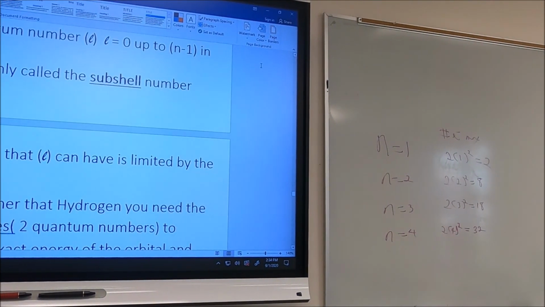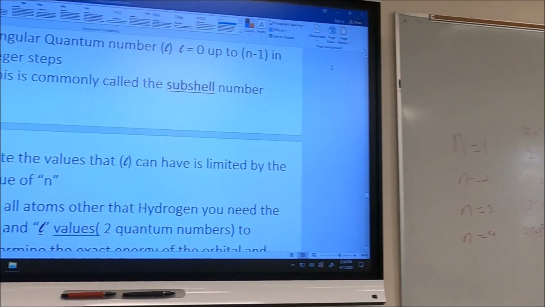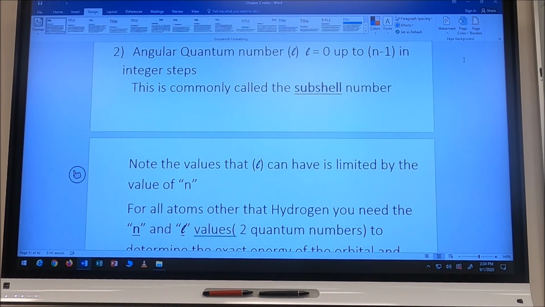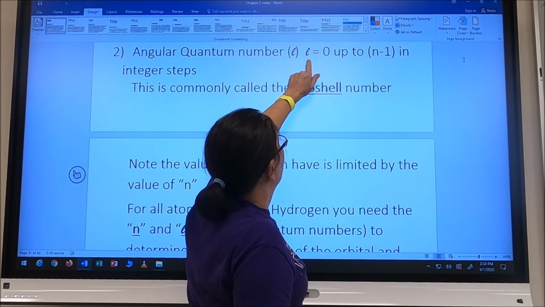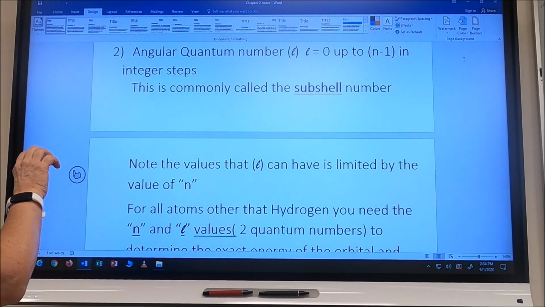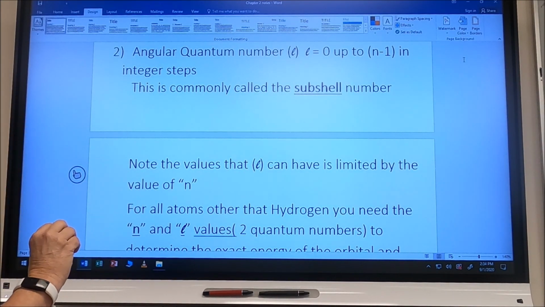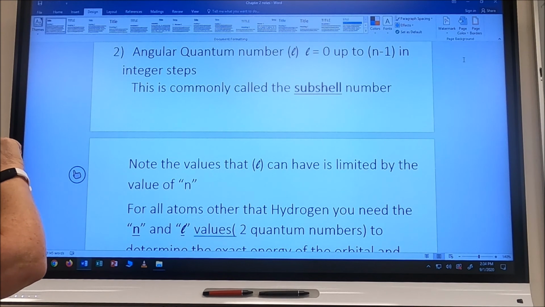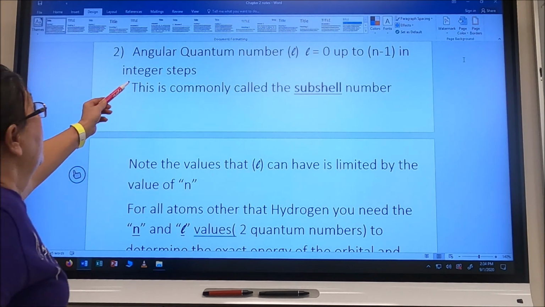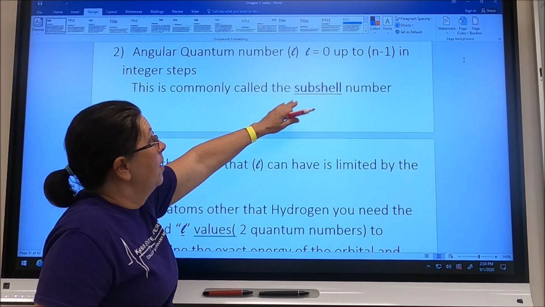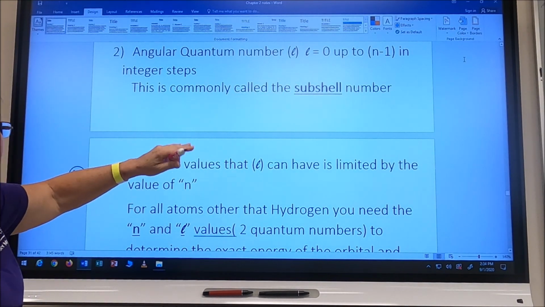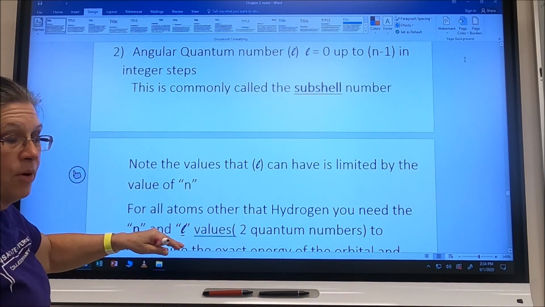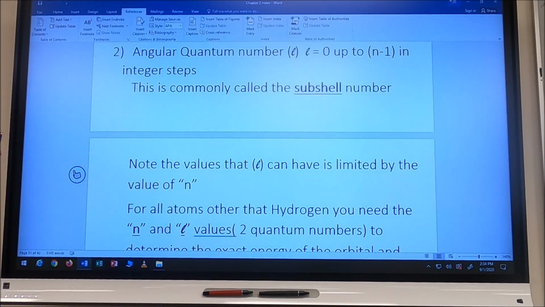Okay. Now let's talk about the second quantum number. The second quantum number is called the angular quantum number. The symbol for the angular quantum number is L. The values that L can have depend on the value of n in the shell. So the shell number controls the number of subshells that it can have. The value of the angular quantum number, also called the subshell number, varies from 0 up to n minus 1. So the value that L can have is limited by the value of n.